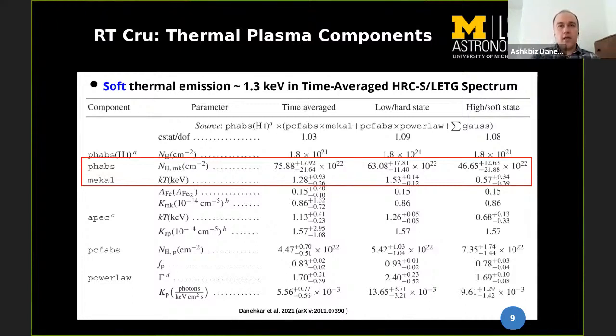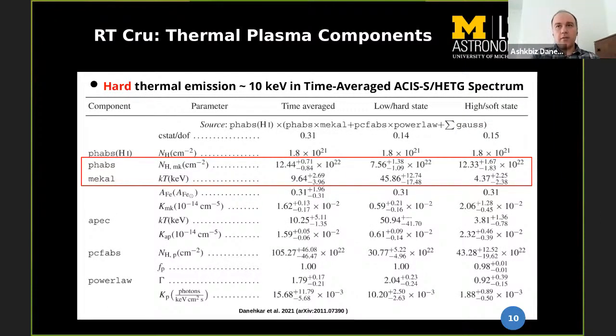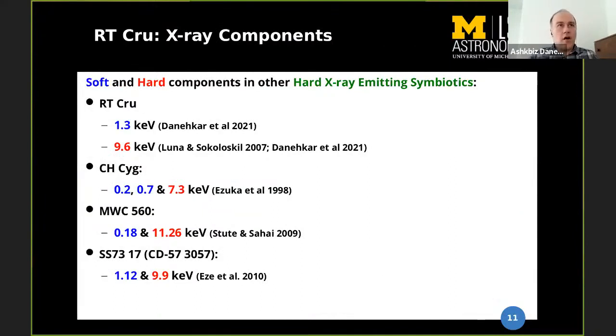Here is a summary of the results for the soft thermal component. As you see, it was heavily obscured, with a column density of 75 times 10 to the power of 22. But the hard X-ray component has a column density of around 10 times 10 to the power of 22, so it is not heavily obscured. These hard and soft thermal components have been found in other hard X-ray emitting symbiotics, like CH Cyg, V407 Cyg, and also NQ Gem, and also WD73 and others.